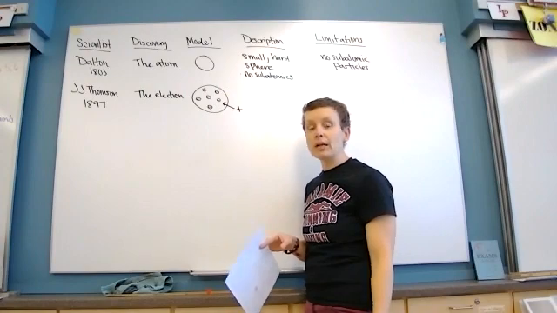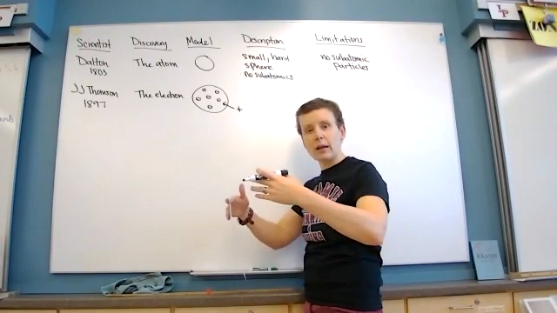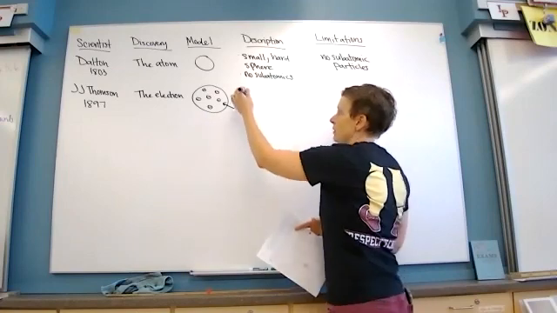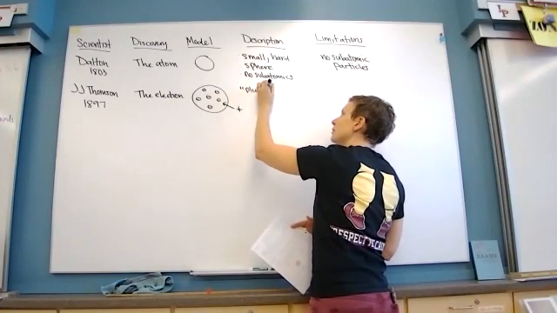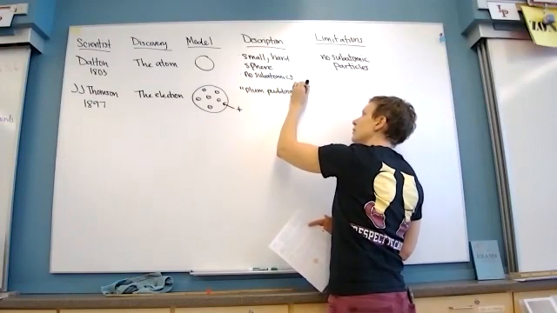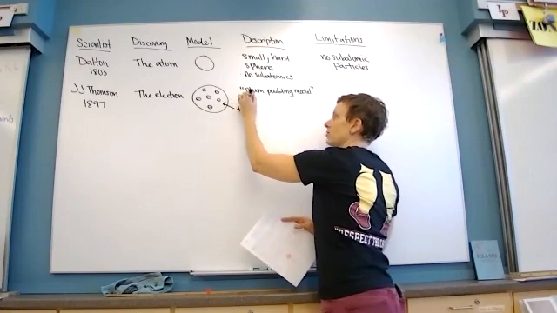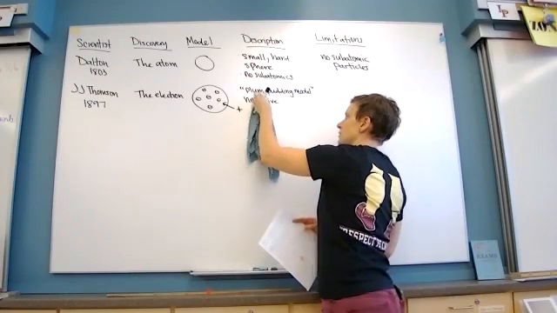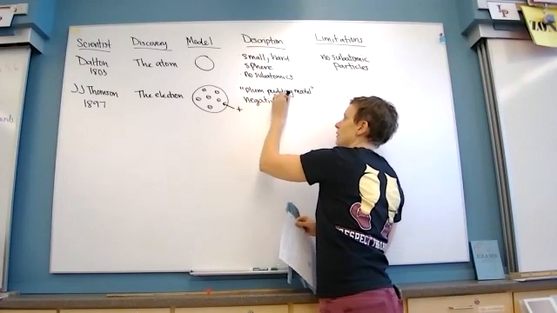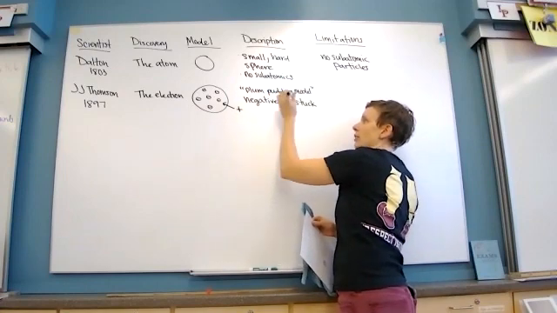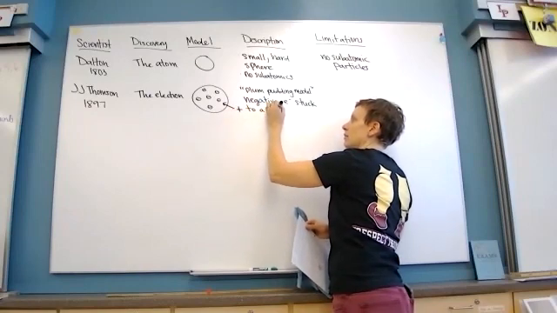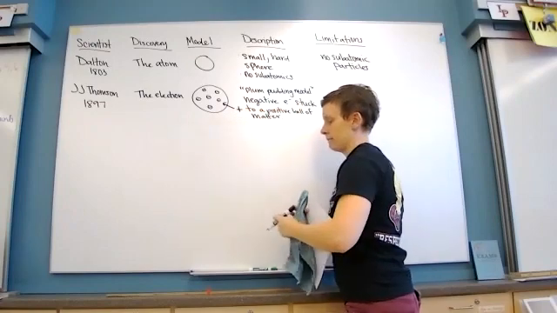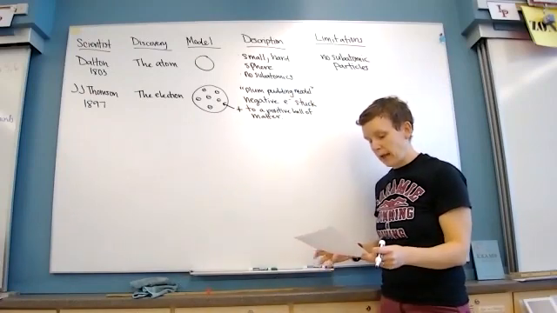This is called the plum pudding model because the popular dessert in that time was kind of like a bread pudding. It was a kind of cake, and the plums were dropped right on the top of it. That's what this reminded him of. So this is our plum pudding model: negative electrons stuck to a positive ball of matter.